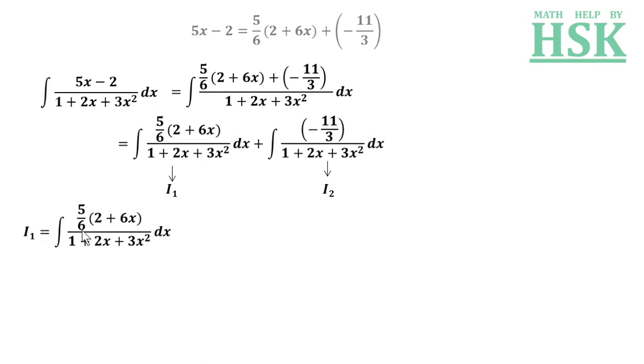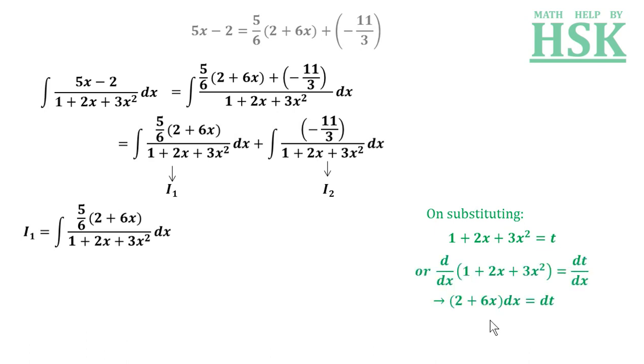I1 is equal to 5 upon 6 times the integral of (2 plus 6x) upon (1 plus 2x plus 3x square). So 1 plus 2x plus 3x square on differentiating gives me 2 plus 6x. Therefore, I am going to substitute 1 plus 2x plus 3x square is equal to t. On differentiating both sides, I am going to get (2 plus 6x) dx as equal to dt. Right? So this will be equal to 5 upon 6 times the integration of 1 by t dt.